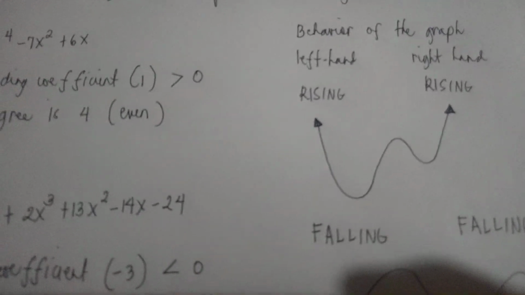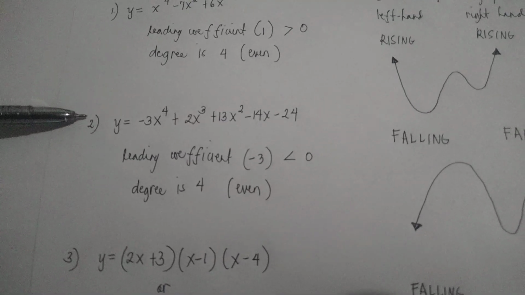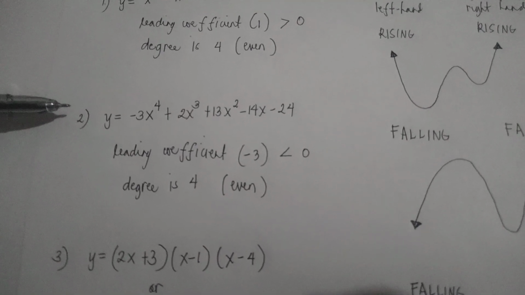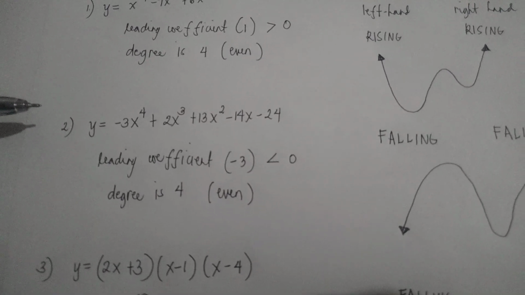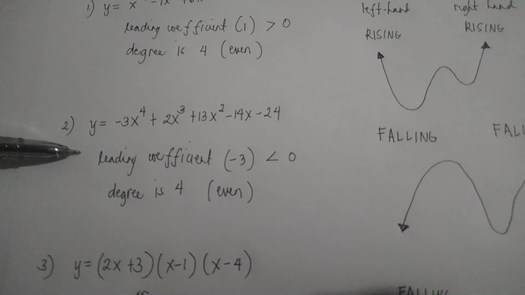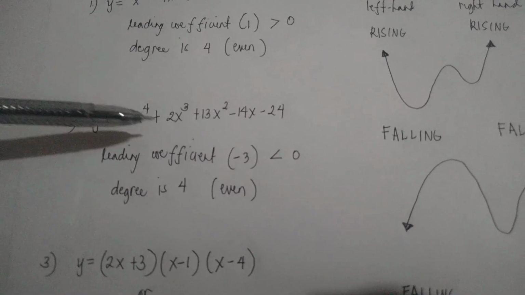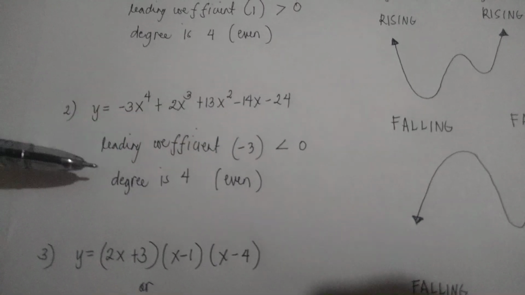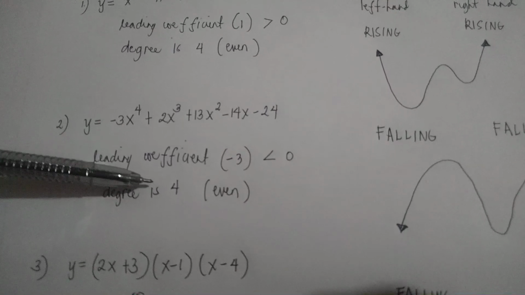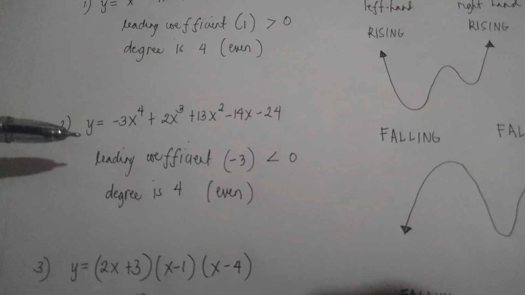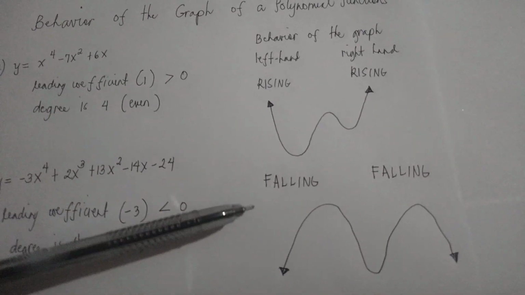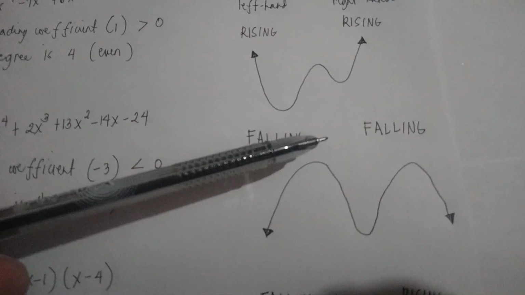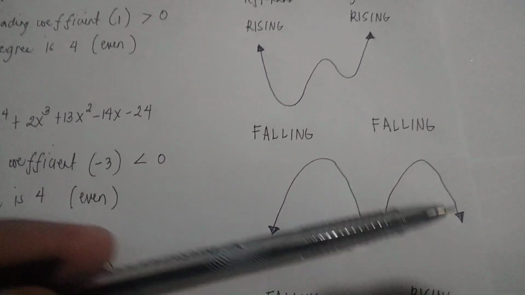Okay, how about case number 2? y equals negative 3x raised to 4 plus 2x cubed plus 13x squared minus 14x minus 24. The leading coefficient here is negative 3, which is less than 0. The degree is 4, and it is even. If the leading coefficient is less than 0 and the degree is even, the end behavior of the graph is falling. You can see, falling. Okay, that is case number 2.